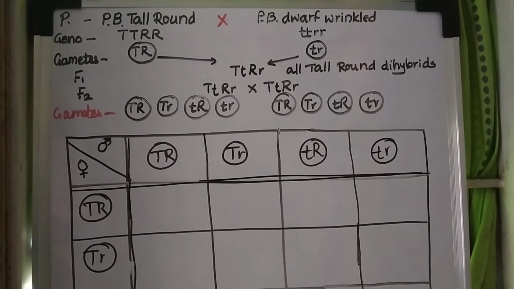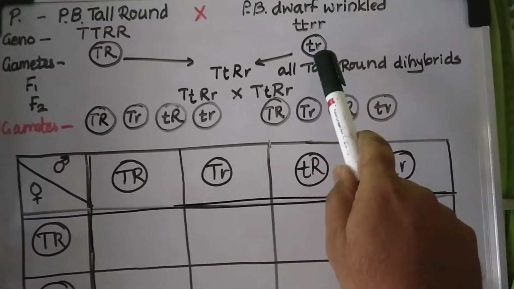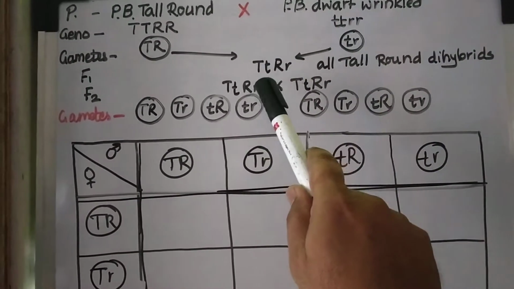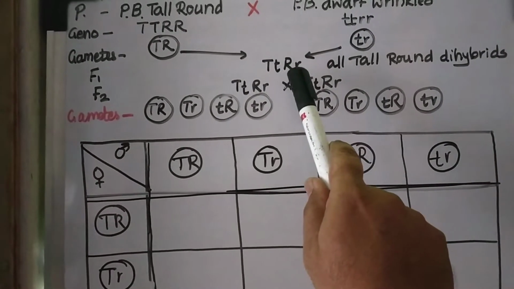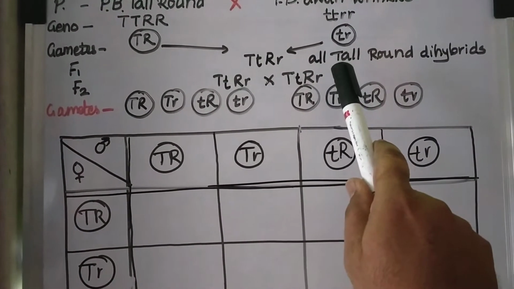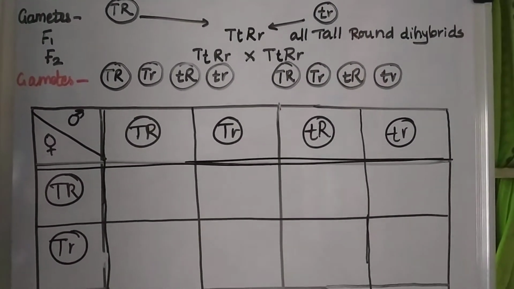The gametes will be of capital T, capital R type, and here small t, small r type. And all F1 will have capital T, small t, capital R, small r. That is, all F1 will be tall round dihybrids. So let us find out the F2.